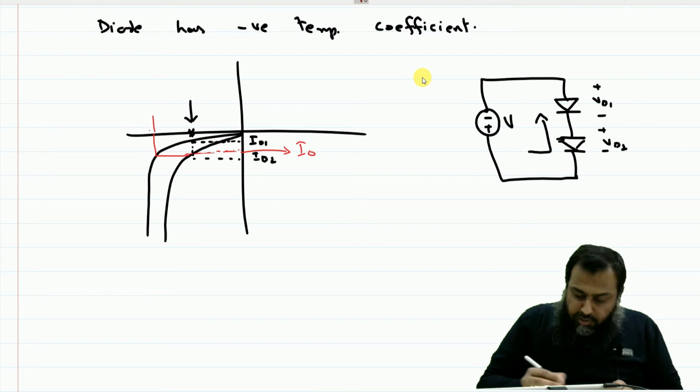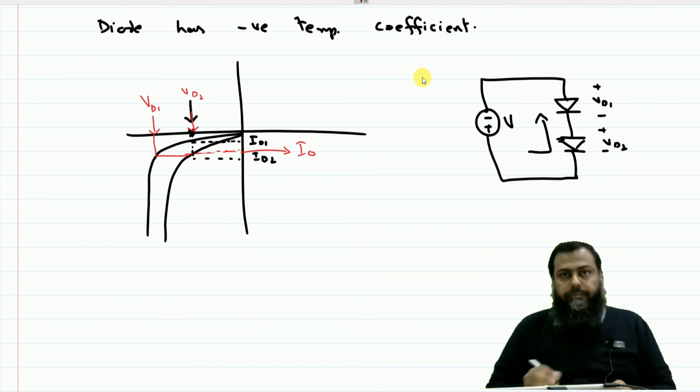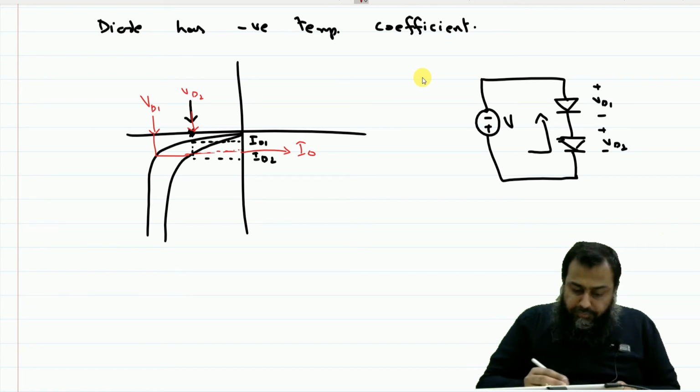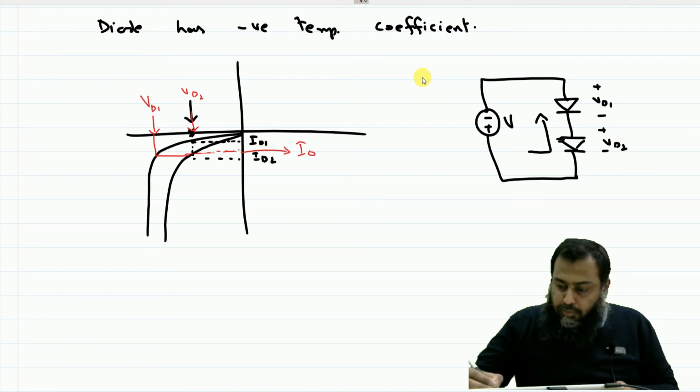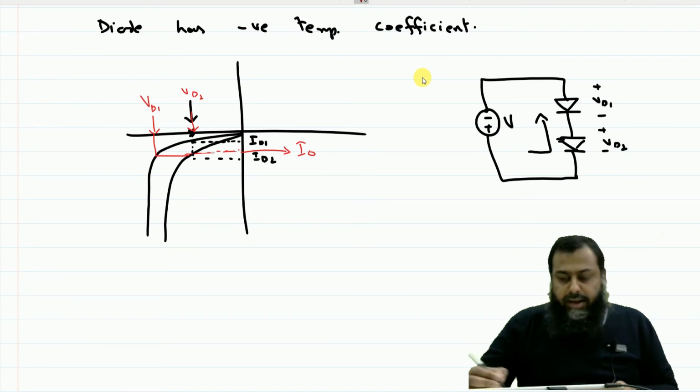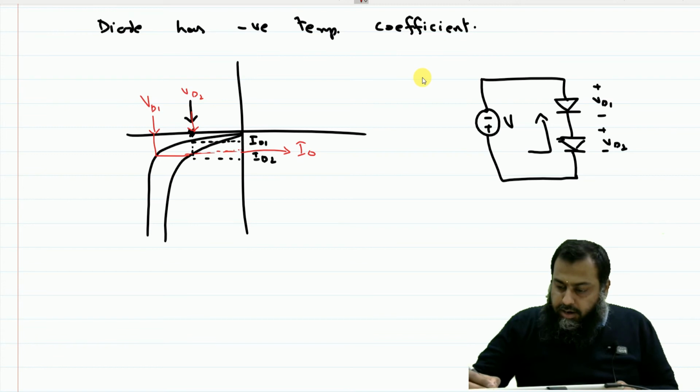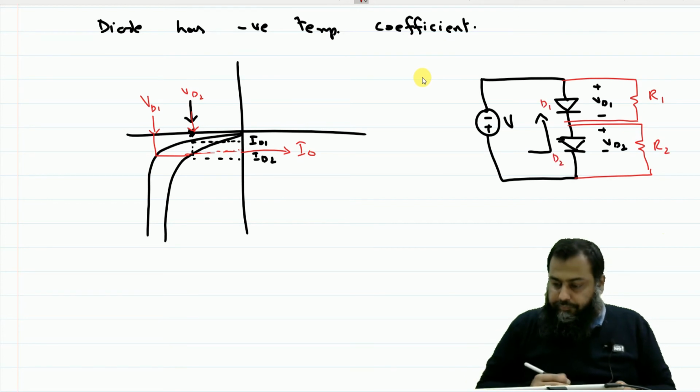Therefore, each of the diodes shall be operating at different operating voltages VD1 and VD2. That is actually a problem. There are two different voltages blocked by these two diodes, and the discrepancy may lead to the failure of one diode. So how can we tackle this issue? To tackle it, let us connect a resistance here and one resistance here. Let us say this is R1 and this is R2, this is D1 and this is D2.